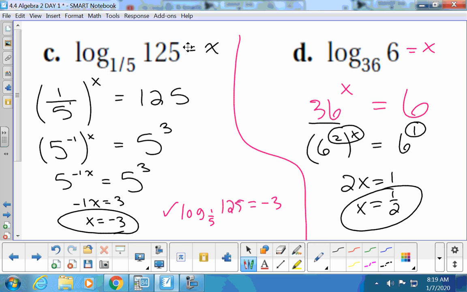So what we figured out is 36 to the 1/2 power. I'm checking it right now. 36 to the 1/2 power is 6. It checks out.